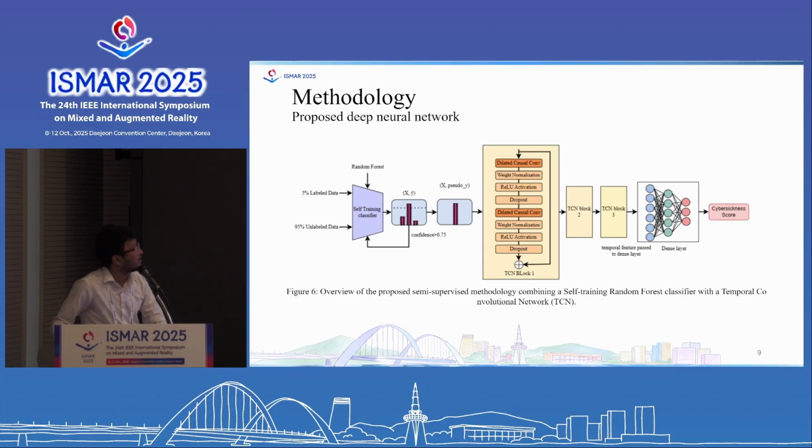So here is our best performing model. Here you can see it takes 5% labeled data and 95% unlabeled data. The self-training classifier is used as the pseudo labeler with a random forest classifier. It takes the 50 samples with confidence levels greater than 0.75 and labels them as pseudo labels, and it passes the labeled data with those pseudo labels to the deep neural network. We use our deep TCN with three TCN blocks and a dense layer.